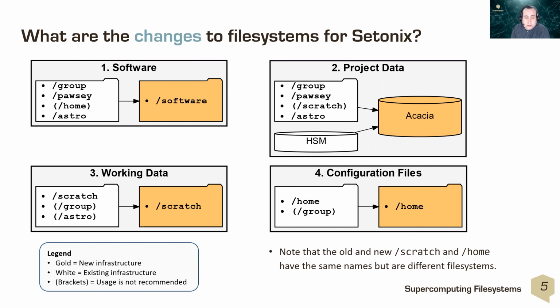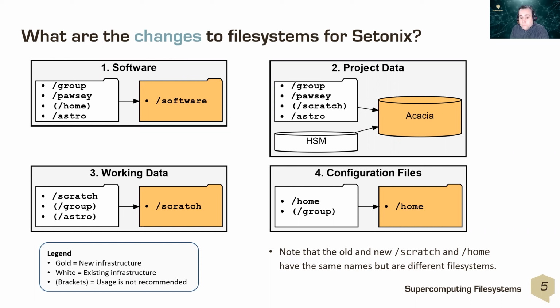For the working data, this is data that is actively being used by jobs on the system. This should have been located in Scratch on a previous generation of systems, and that is still the case on Setonix. The /Scratch file system is where these jobs should be located, although it's worth noting that this is a new Scratch file system. Although it has the same file system name or path of /Scratch, it's actually a different file system. So you'll see different files in /Scratch if you are logged into Setonix versus the other supercomputing systems.